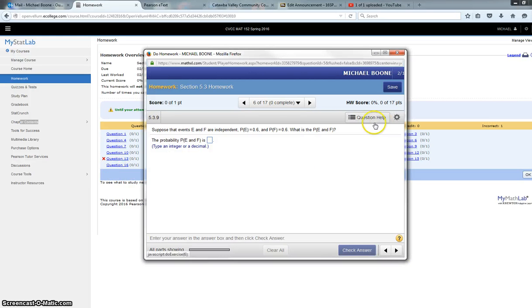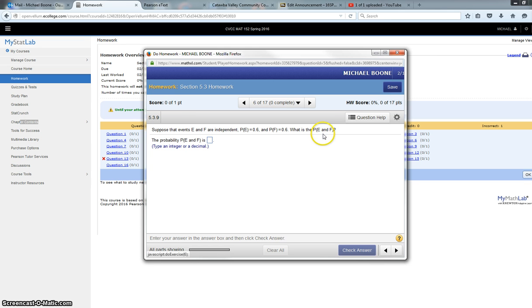Chapter 5, Section 3, we're dealing with more than one event. We have two different events that are happening, E and F, and we want to find the probability of E and F. So when we're doing these type of problems, "and" typically means multiply. In Section 2, for the most part, "or" meant add. And for Section 3, "and" means multiply.